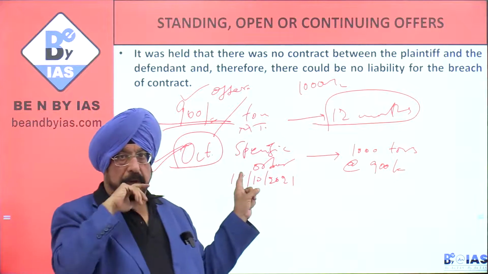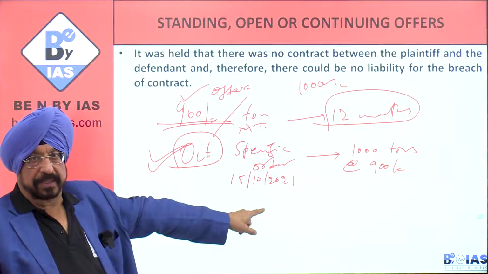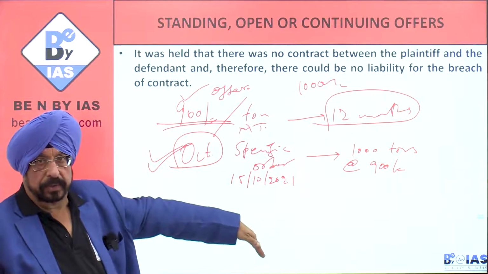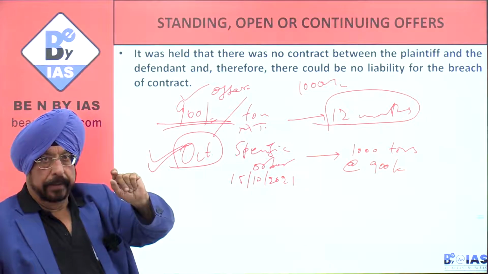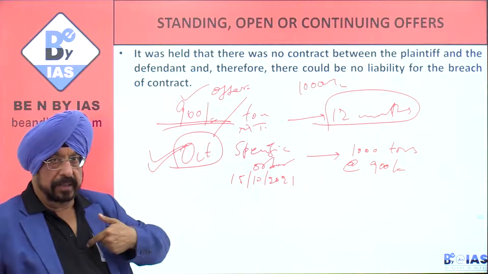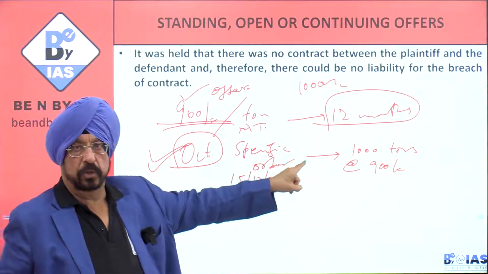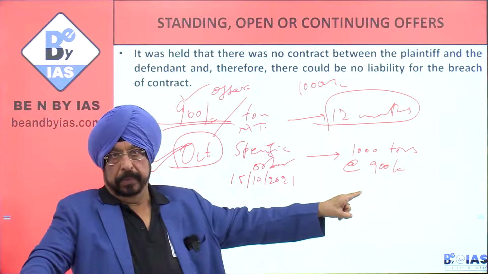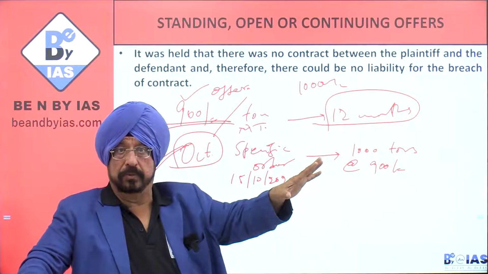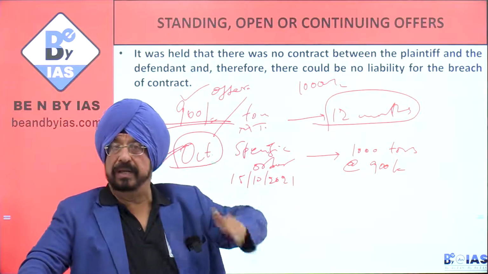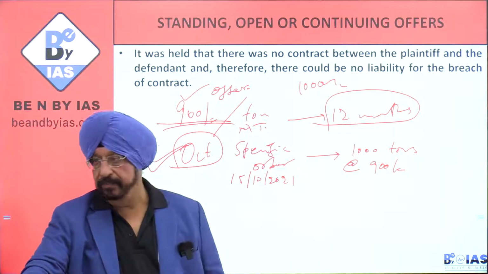If I place the order for October at the quoted rate of 900 rupees, that means I have accepted the offer, but for only a limited quantity. If I fail to take the delivery or if he fails to supply, there will be a breach of contract. But not for the rest of the 11 months, because for the rest of the 11 months, it is still at the offer stage. Is this clear?